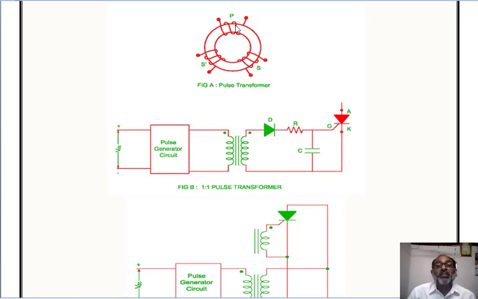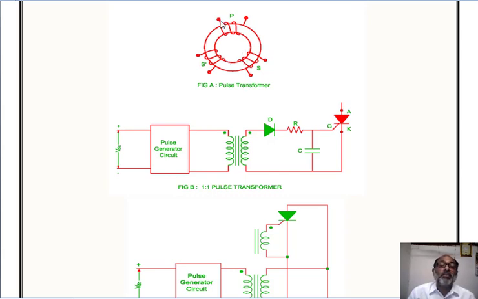So the three windings are wound on this core, and all the windings have the same number of turns. Now any one of the windings is connected as the primary winding of the transformer, and the remaining two windings are the secondary windings of the pulse transformer.